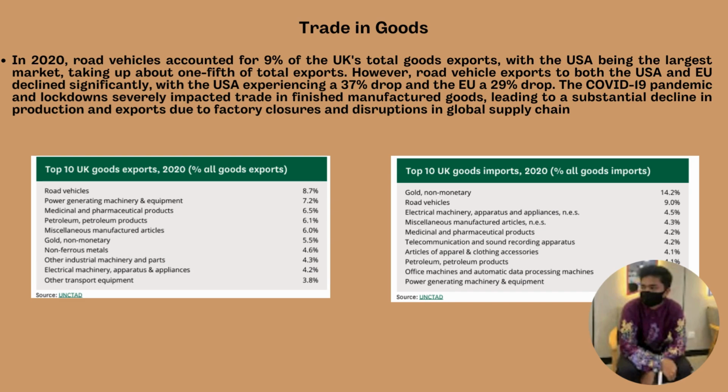Last but not least, trade in goods. In 2020, road vehicle accounted for 9% of the UK total goods export, with the USA being the largest market, taking up one-fifth of total export. However, road vehicle export to both USA and EU declined significantly, with the USA experiencing a 37% drop and the EU a 29% drop.